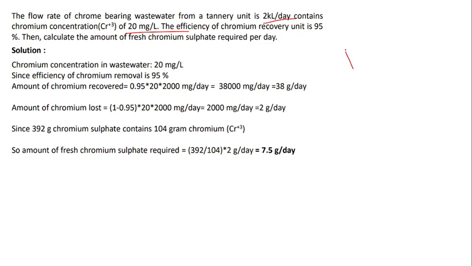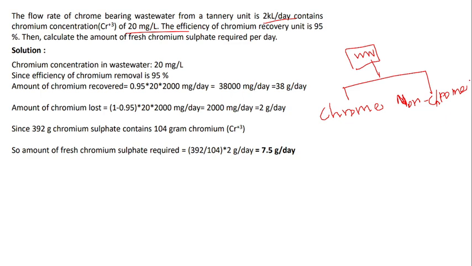So, we have discussed that the wastewater stream produced from the tannery unit is classified into two types. One is chrome based and another one is non-chrome based. Chrome based means it contains chromium. Non-chrome means no chromium is present. This is the wastewater produced from other steps, not the tanning step.